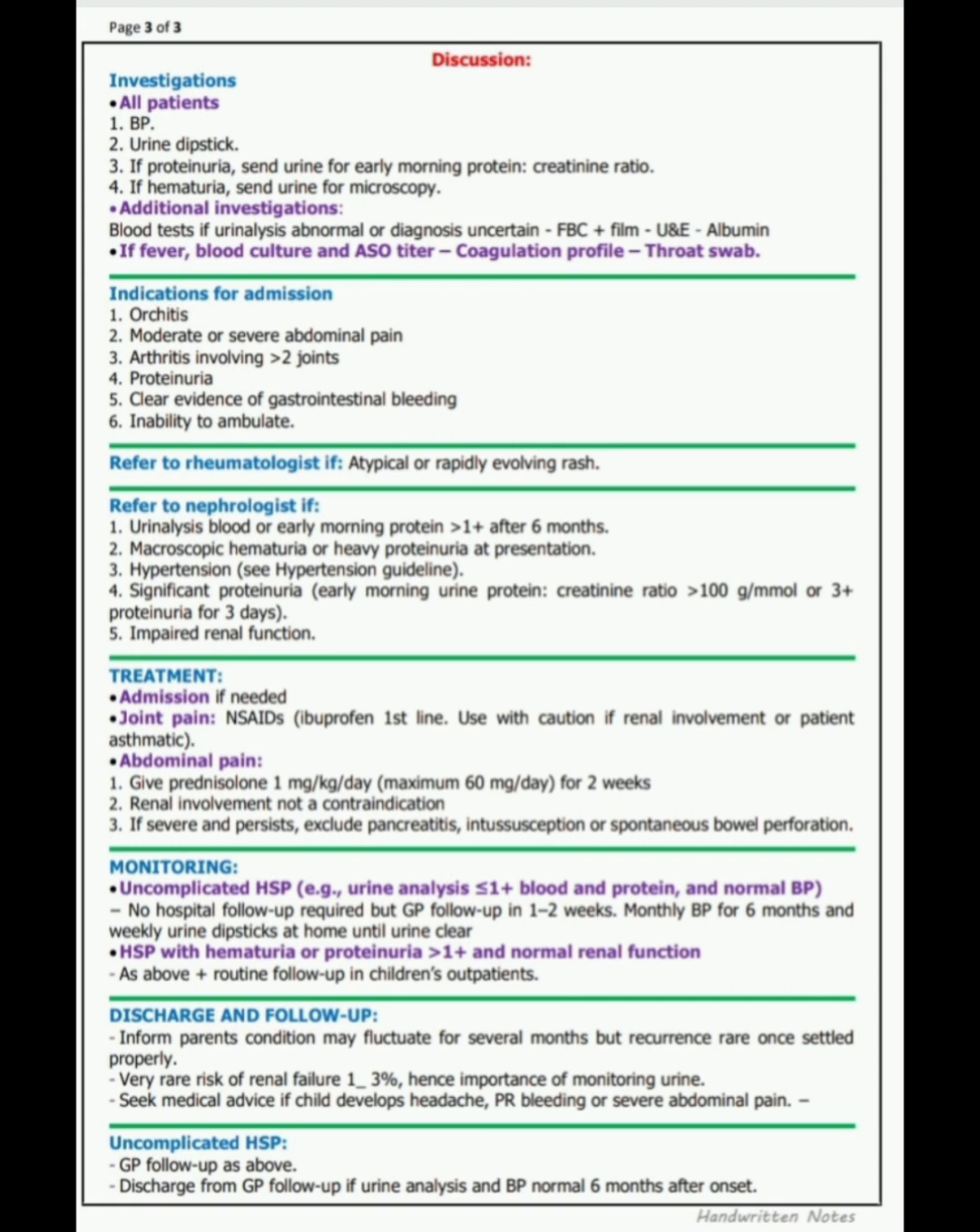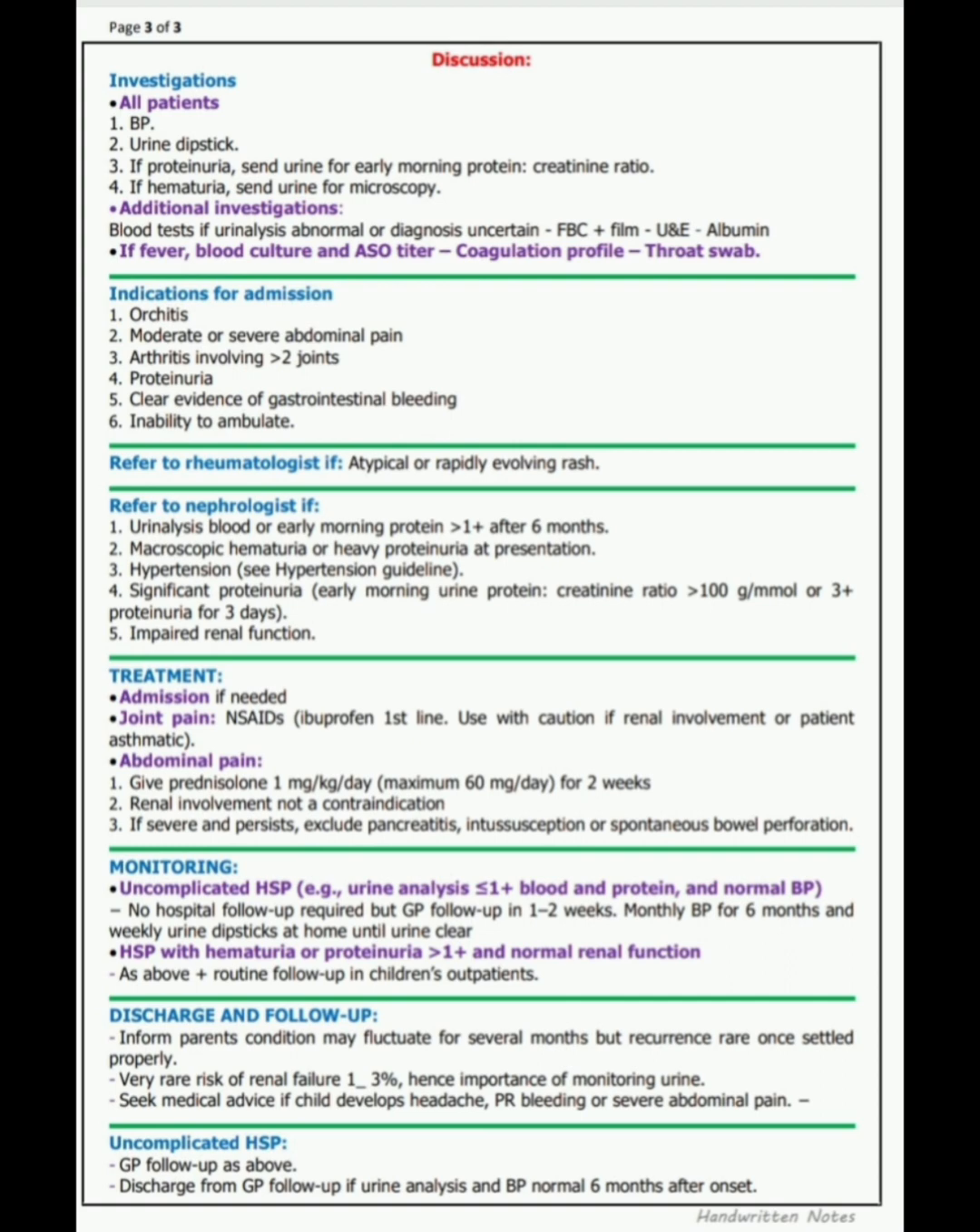Uncomplicated Henoch-Schönlein purpura, that is GP follow-up as above. Discharge from the GP follow-up if urine analysis and blood pressure are normal 6 months after the onset. So if there is no complication of Henoch-Schönlein purpura, we follow up for 6 months. Okay. So this is all about the history and discussion of Henoch-Schönlein purpura.